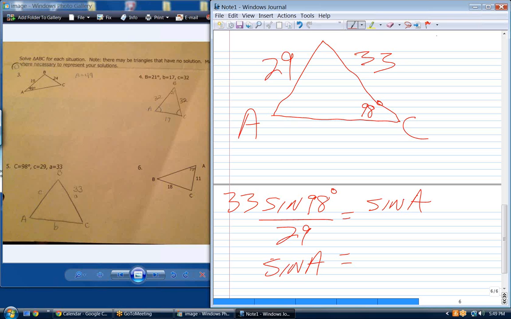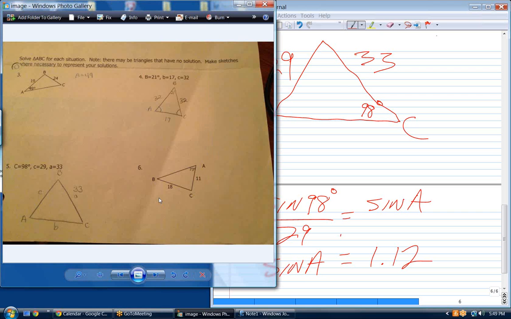It was over 1. I got 1.12. So this is not a triangle. You cannot have a triangle with these three measurements here. Good. Let's look at number 6.